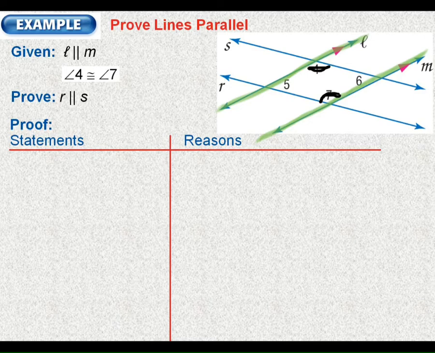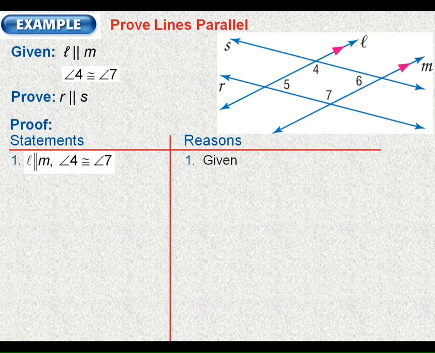Okay. So in every proof we're going to write what's given to us first, right? We're given L is parallel to M. We're given angle 4 is congruent to angle 7. Automatically, since we're given L is parallel to M, that tells us a bunch of different things. It tells us alternate exterior angles are the same. It tells us alternate interior angles are the same. It tells us consecutive interior angles add to 180.